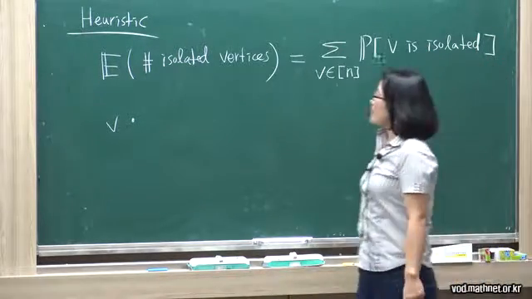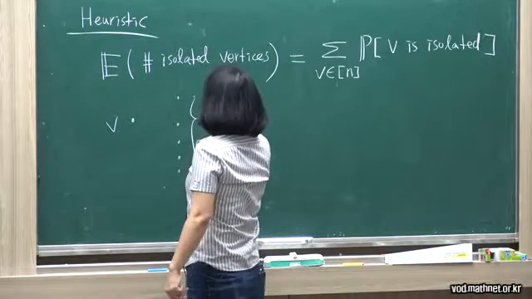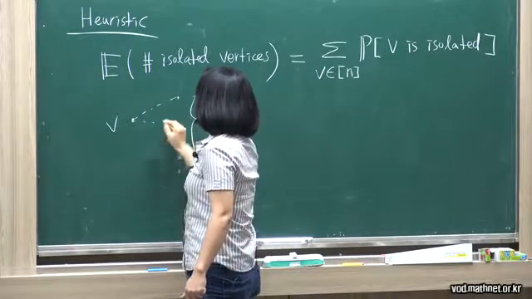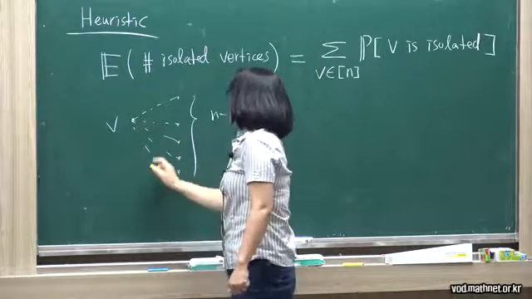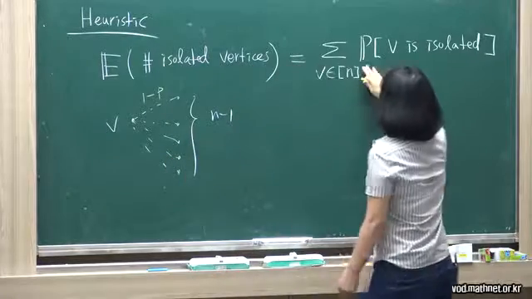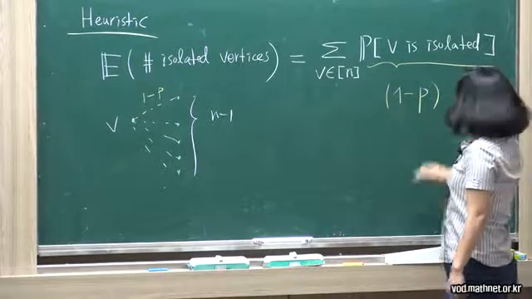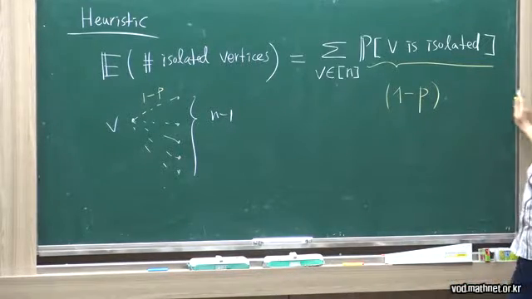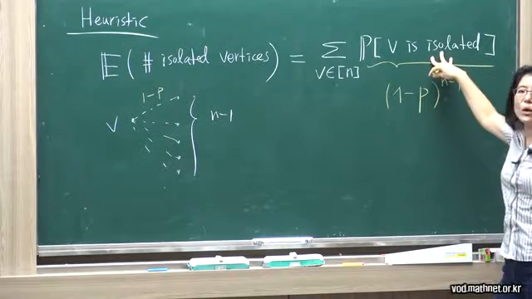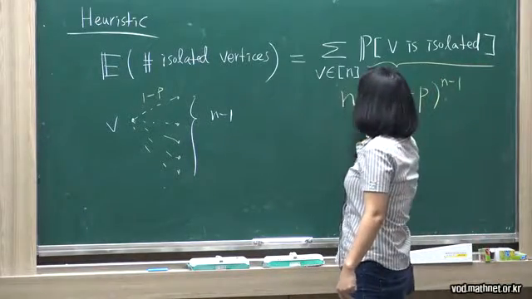This probability that v is isolated, as I said, there are potentially n-1 neighbors. And I want to make it isolated, which means none of the edges should appear. The non-edge probability was 1 minus p. And these probabilities are independent, which means this probability is 1 minus p, times 1 minus p, times ... up to n-1. On the other hand, these probabilities are all the same for any vertex, which means it's symmetric. Therefore, I can just add up how many of them there are.